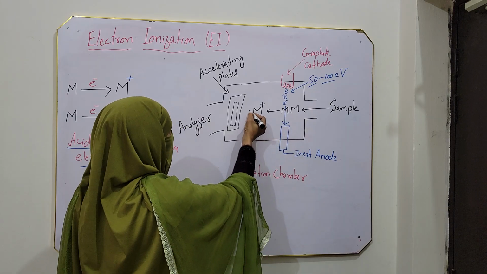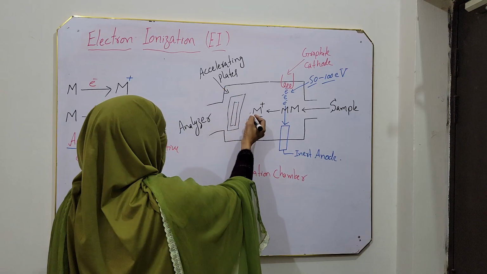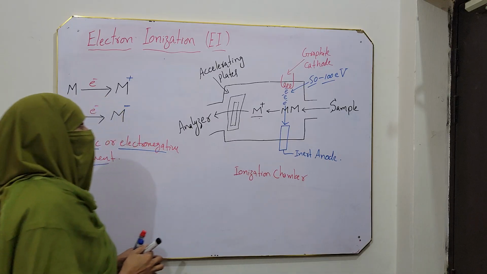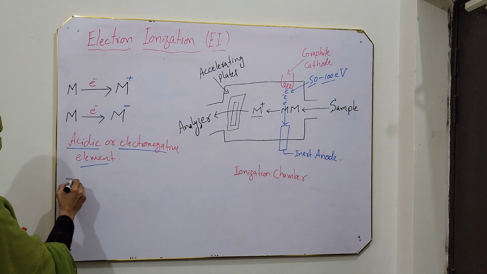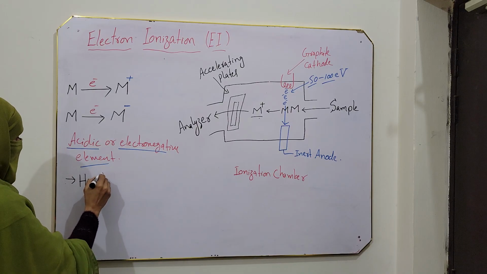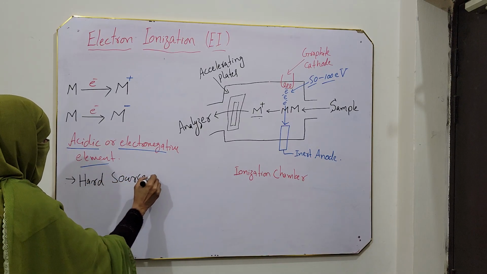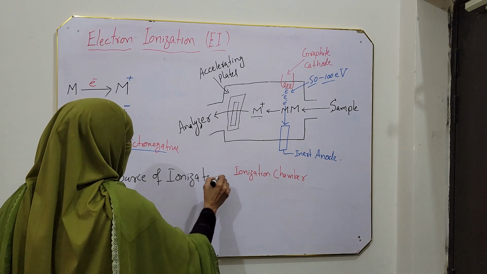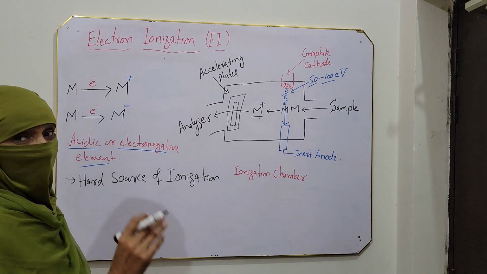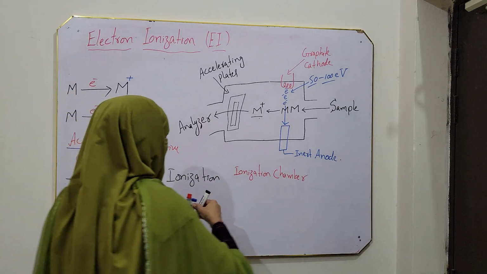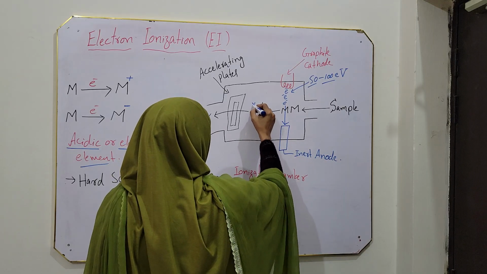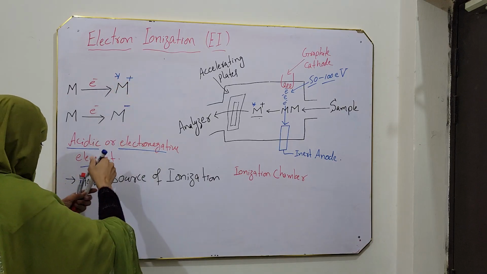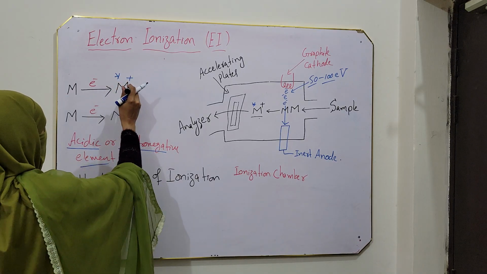This ionized sample molecule is then accelerated by accelerating plates into the next part, which is the analyzer. Okay. This electron ionization is called a hard source of ionization. Now, why is it a hard source of ionization? The energy transferred by the electron is significant. After ionization, the sample still has sufficient energy. It is sufficiently energetic and will not stay intact after ionization.